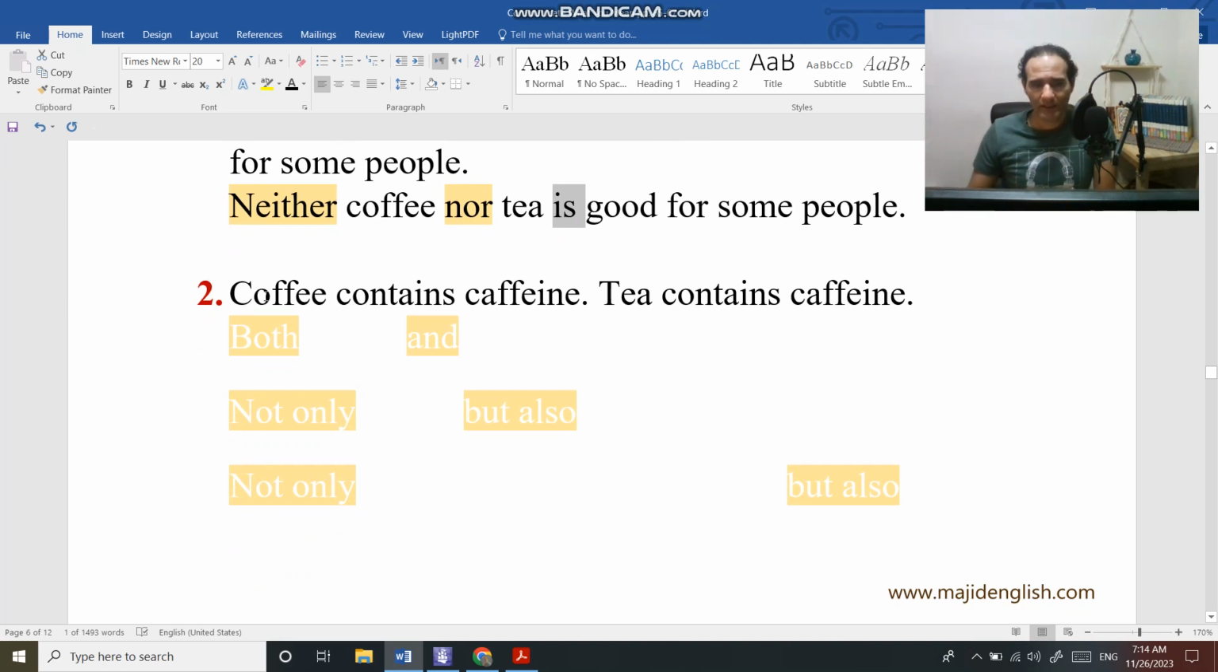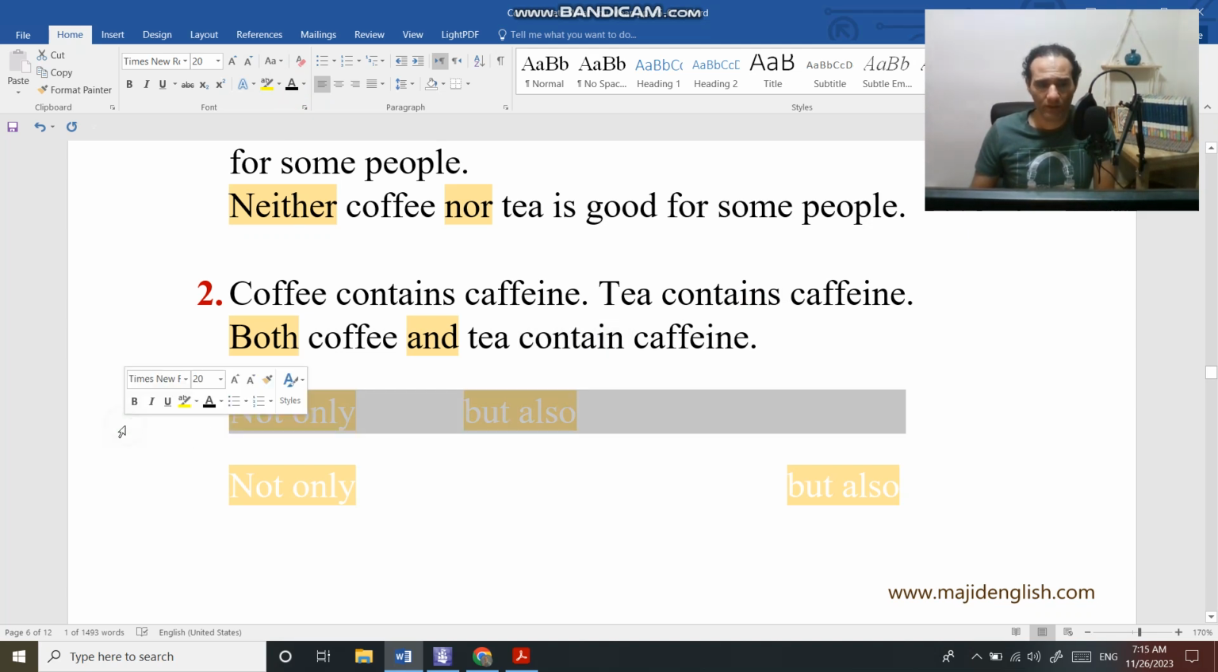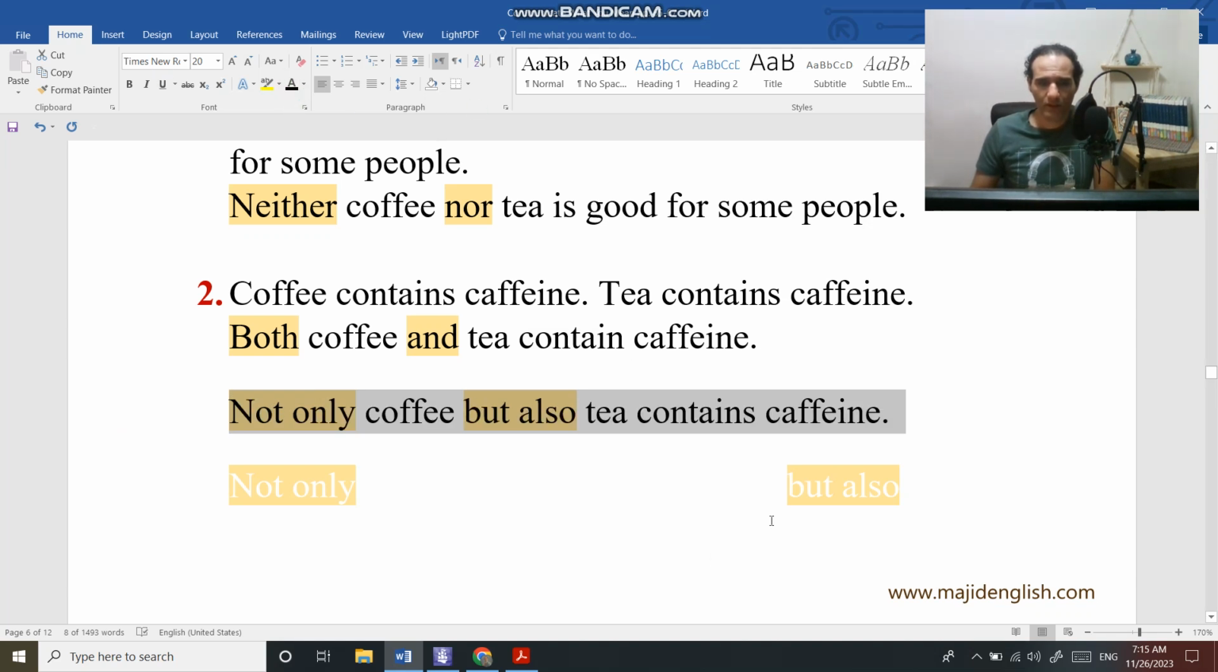Coffee contains caffeine. Tea contains caffeine. So it means both of them. We say both coffee and tea contain, plural verb. We can also have the same thing with not only but also, but with a slight difference. What is that? Not only coffee but also tea contains caffeine. Not only but also at the level of words and phrases.